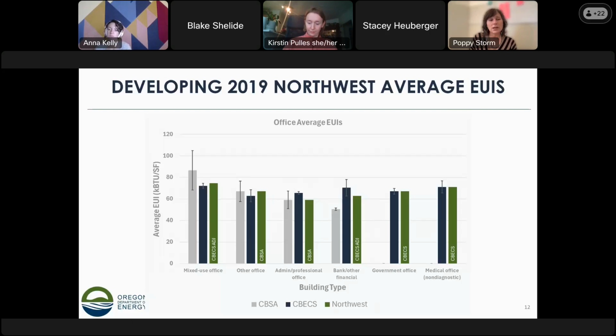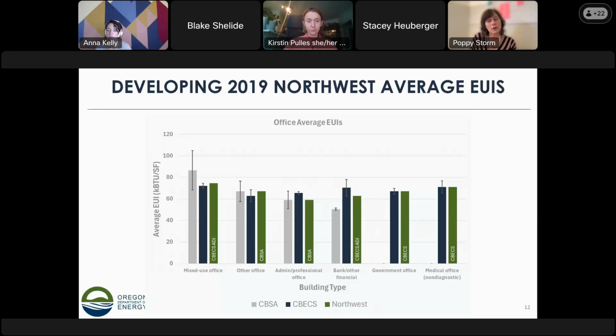So we adjusted the CBECS data so that it was a little closer to the Northwest regional data, just so that we could have kind of a happy medium there. So all of these came together for all of the building types. It's a total of 40 building types. We have a selected EUI from these overall data sets to develop our 2019 Northwest average EUIs.